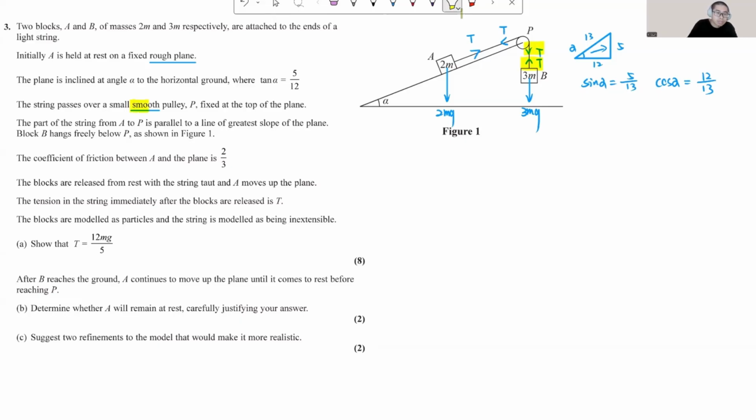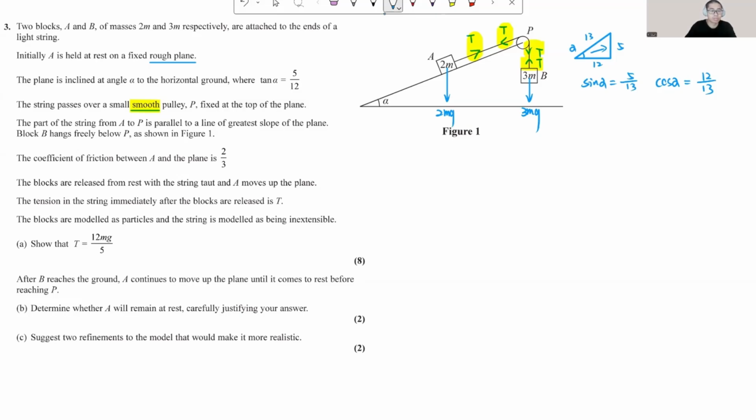And then because this is a smooth pulley, the tension on both sides of the string will be equal. Because this is equal to T, this is also equal to T. And then again, that would be an equal and opposite reaction, so this is also equal to that tension. So that's how the forces work in this case. And then the part of the string from A to P is parallel to a line of greatest slope of the plane, and block B hangs freely below P, as shown in figure 1.